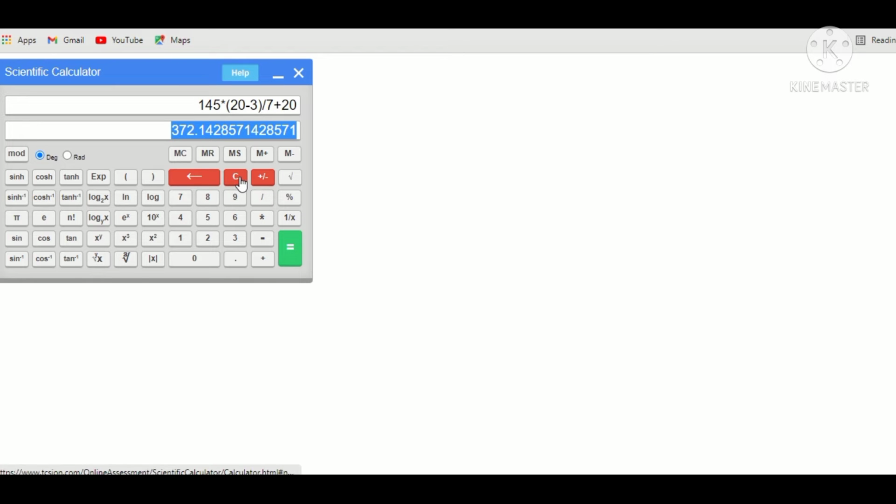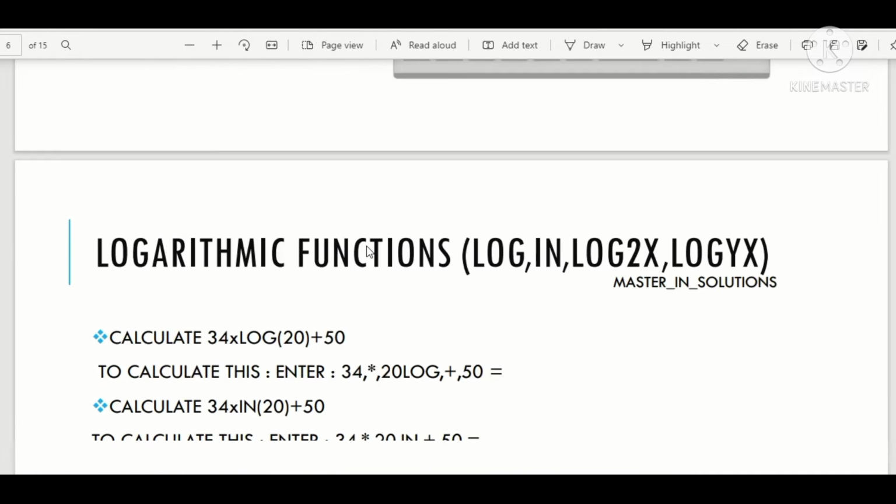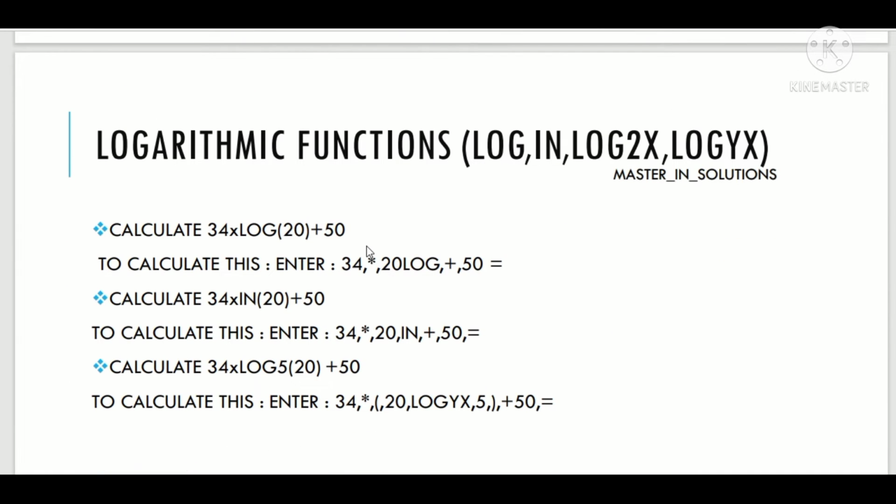And next, what should we do after this? We have to press the C, not the backspace. Next, moving on to the logarithm function. What is the logarithm function and how can we calculate it? We're going to have a value like this: 34 log 20 plus 50.